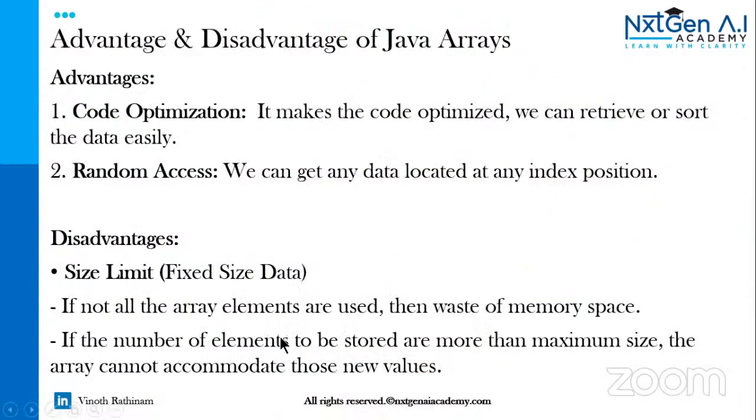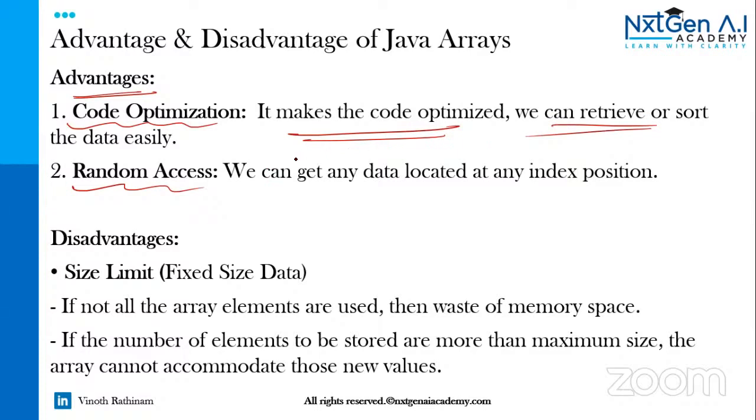So this is about the theory part. And why we have to use this? What is the biggest advantage? Code optimization and random access. Here, if you see in the traditional way, one variable, one value, like that, multiple variables, multiple values, a very complicated way, which we can do with just one variable, multiple values. It makes code optimized. And also because of that, we can retrieve, sort, play with some data.